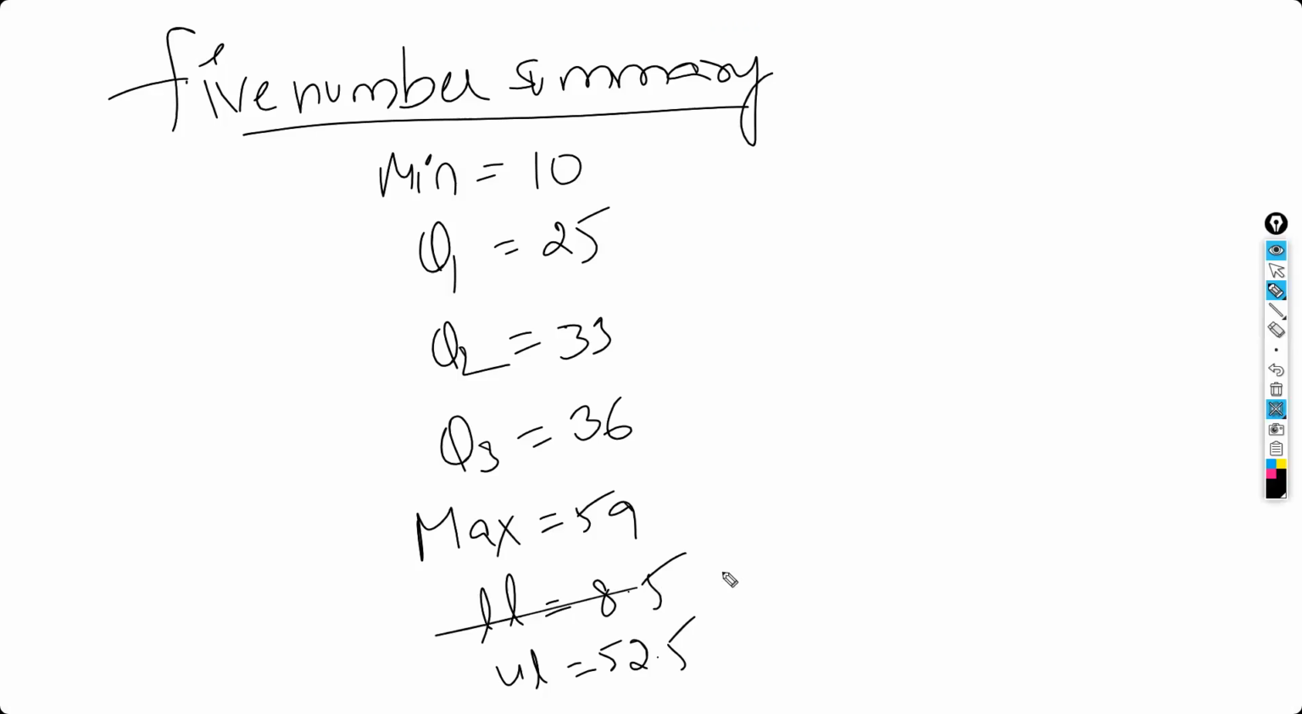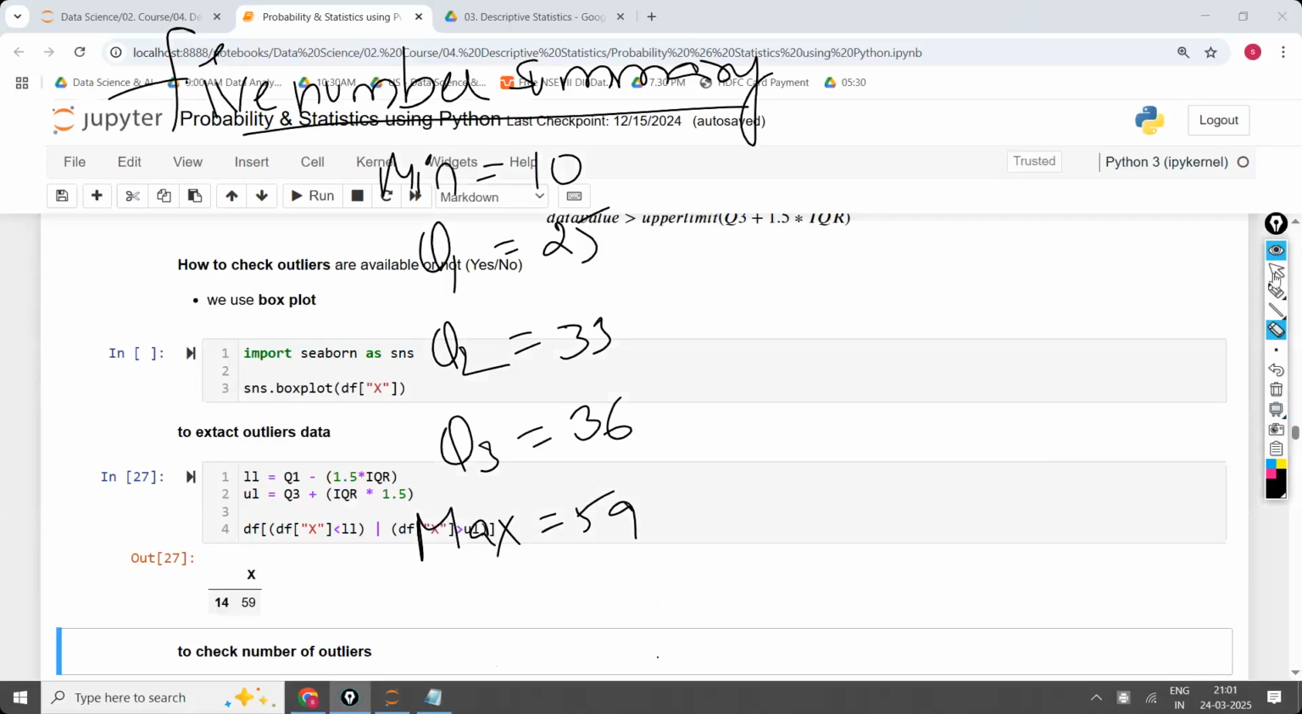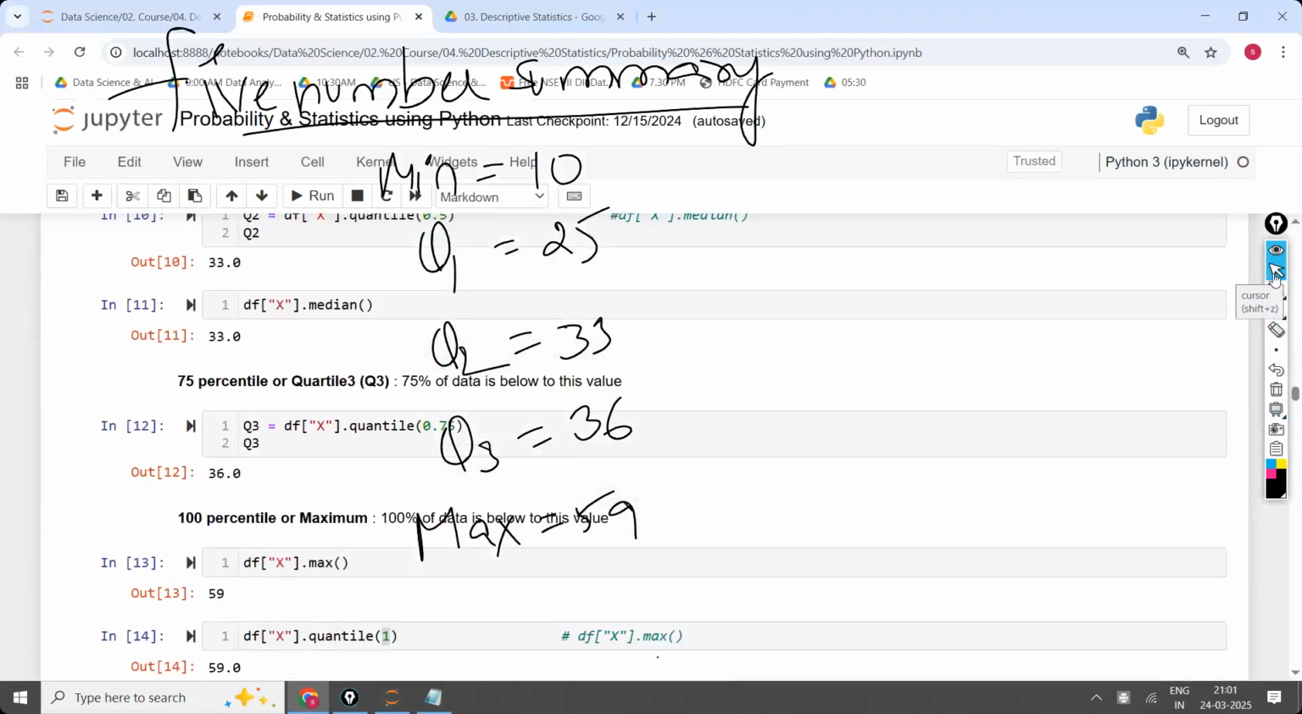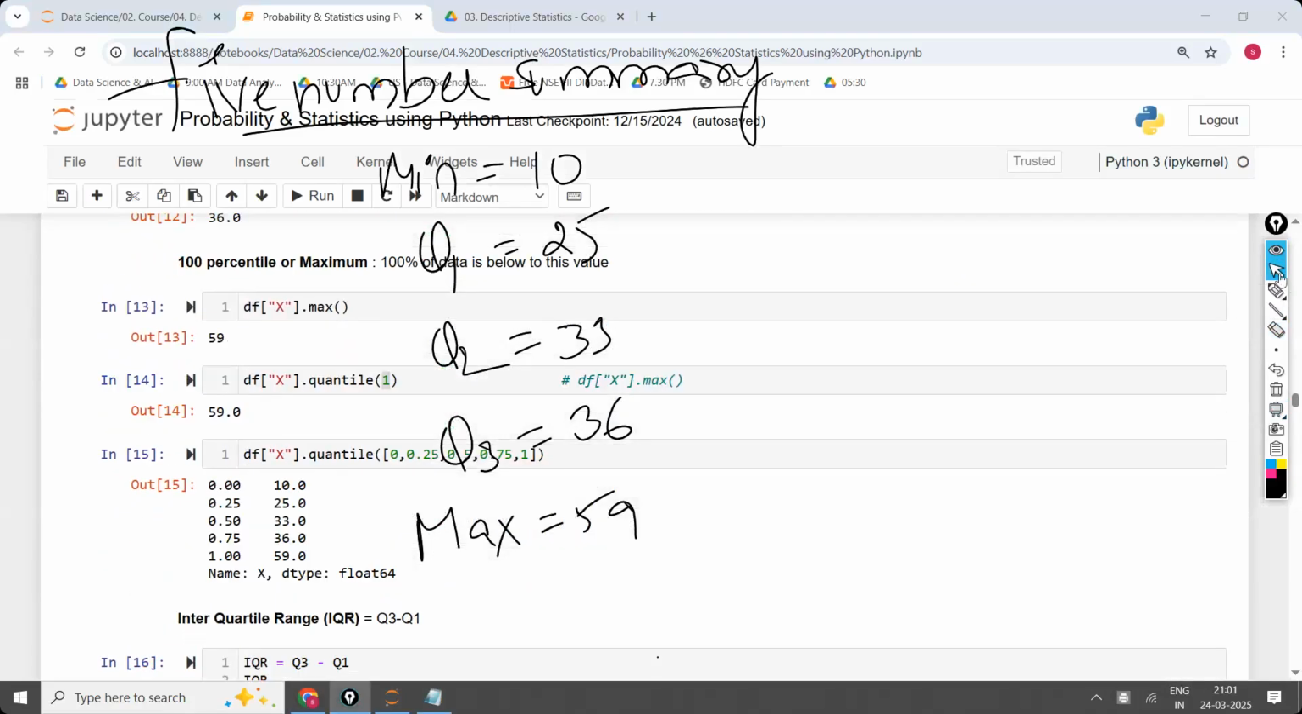See, observe this clearly. One more time, I'm showing you. As I told you earlier, these are the 5 numbers: 10, 25, 33, 36, 59. Total 5 numbers are there. Now I'm going to represent one plot. On the x-axis there are numbers 1, 2, 3, 4, 5, 6, 7, 8, 9, 10, like this.